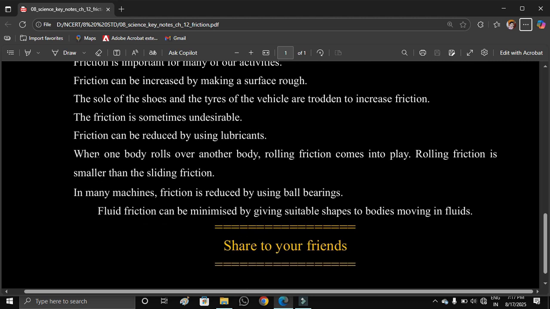When one body rolls over another body, rolling friction comes into play. Rolling friction is smaller than the sliding friction. In many machines, friction is reduced by using ball bearings. Fluid friction can be minimized by giving suitable shapes to bodies moving in fluids.